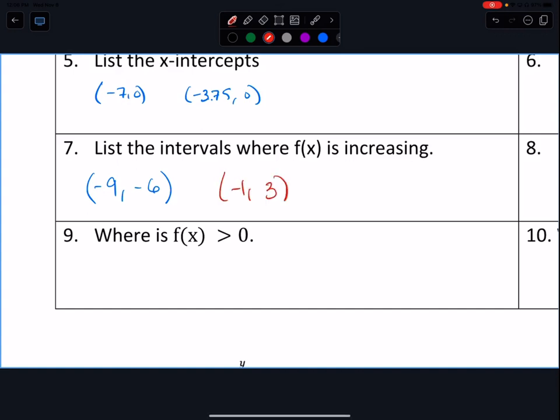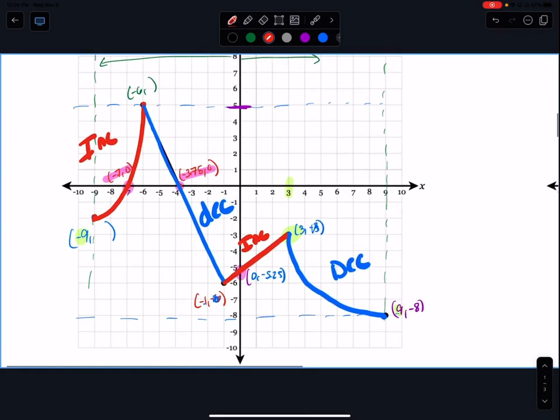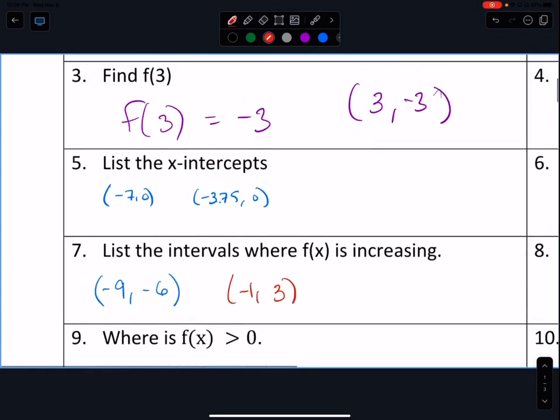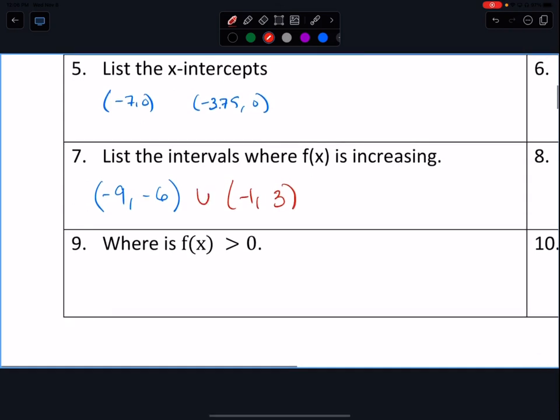All the way to 3. And I'm going to come back down to my graph one more time. Is there any other areas where it's increasing? Okay, so one last thing here. Because I have two different intervals where it's increasing, I'm going to put a little union here in the middle. So the union just represents, right? There's two places where it's increasing.